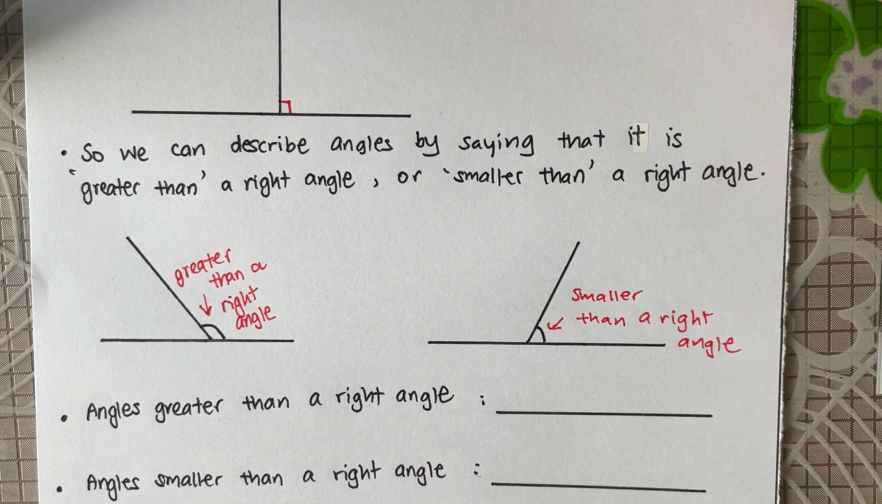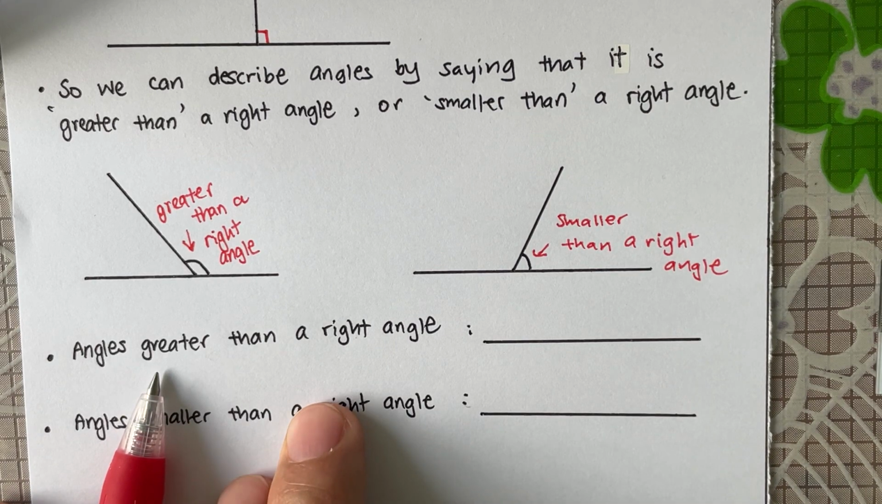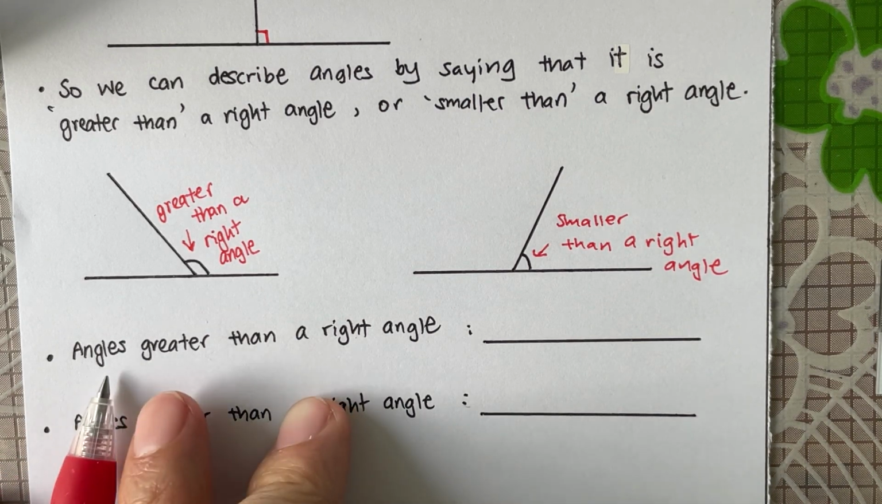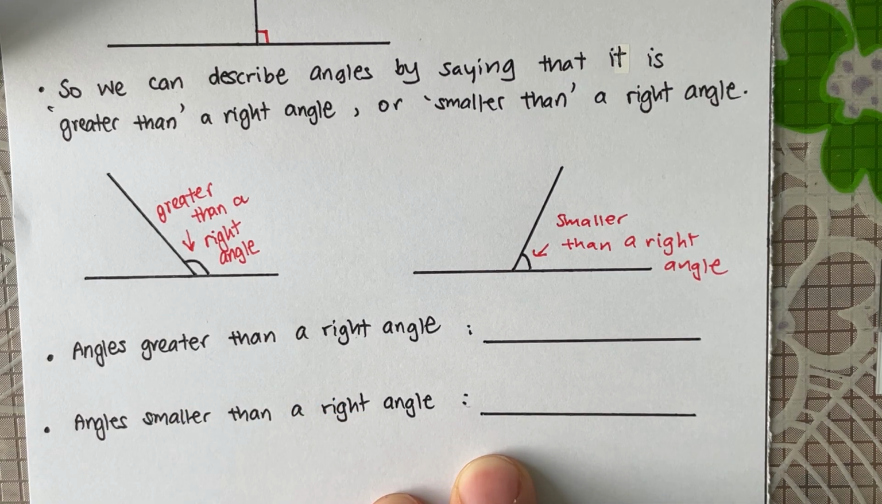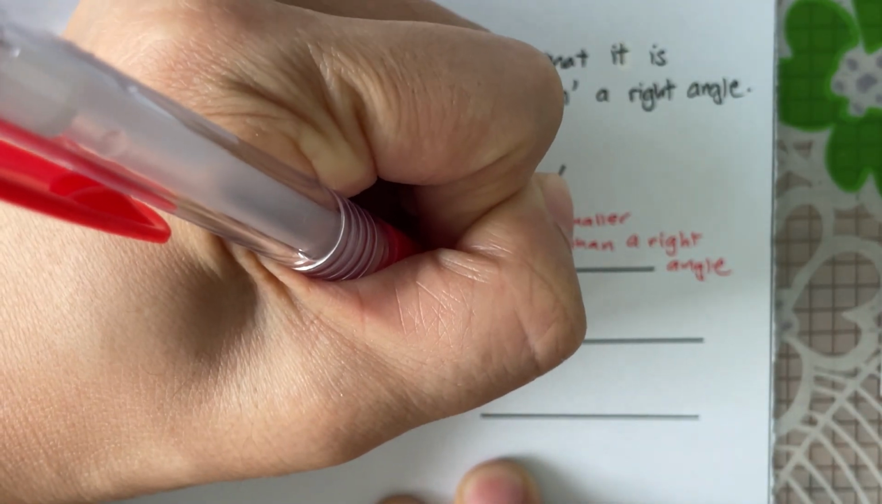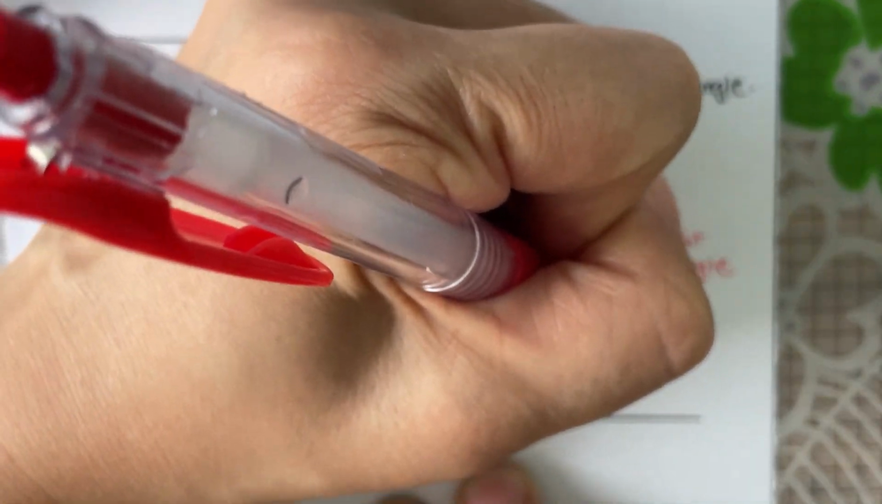Okay, now my final 2 points. There is another name I can use to describe angles that are greater than a right angle. You realize greater than a right angle, we have 1, 2, 3, 4, 5 words to describe this particular angle. Is there one word that we can use to replace angles greater than a right angle? Well, yes, there is. So in mathematics, we will call it an obtuse angle. Okay, let me write it for you. Obtuse angle.